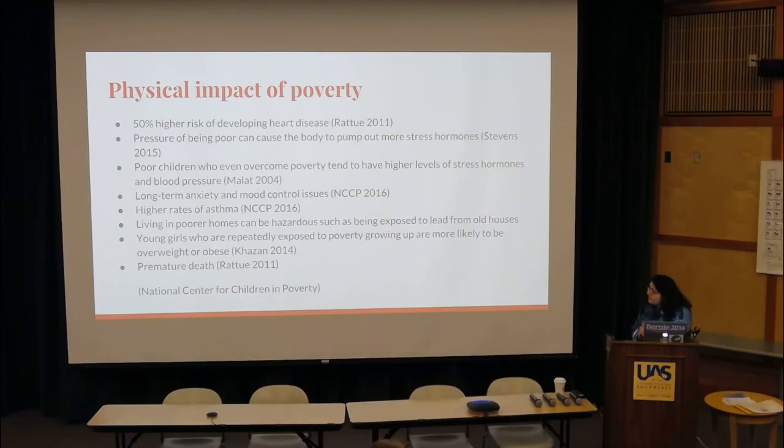Young girls who are repeatedly exposed to poverty growing up are more likely to be overweight or obese. With men, they actually tend to be a lot more lean because they go for jobs that are mostly manual labor. There's not that much data about men in poverty who are overweight as there is about girls who are overweight in poverty. And last but not least, premature death.